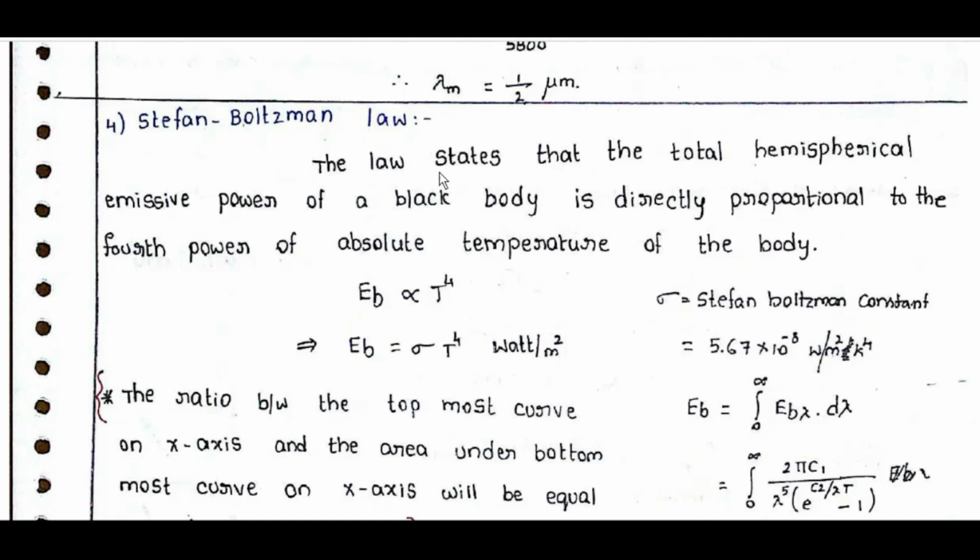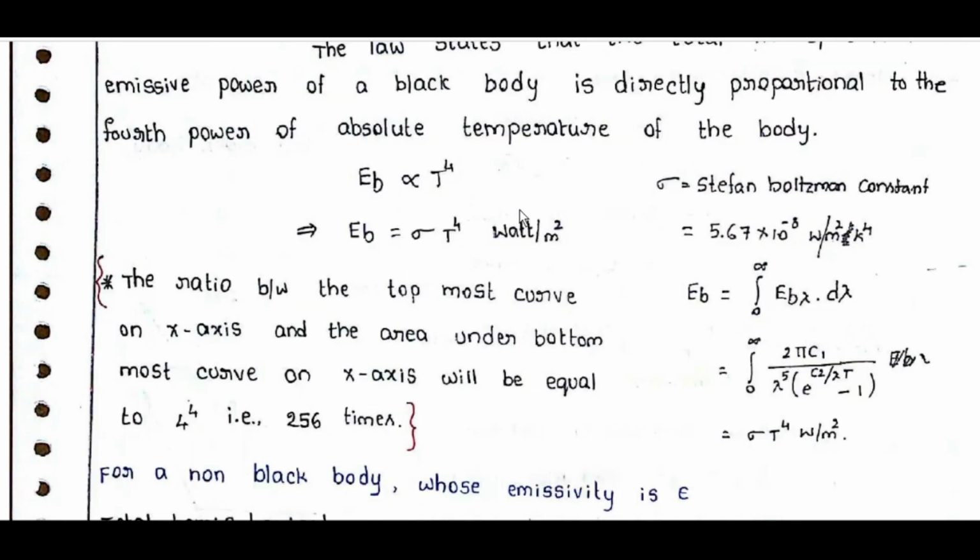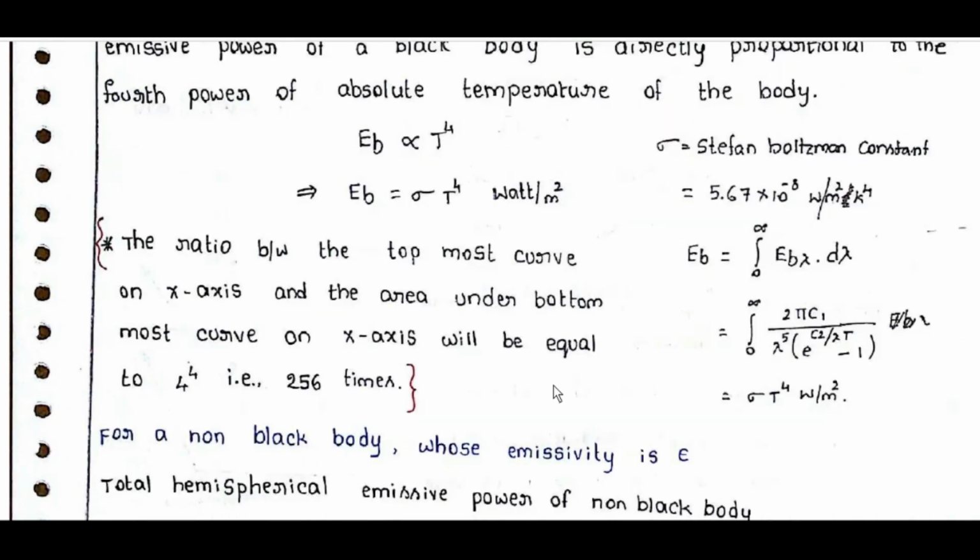Stefan Boltzmann law. The law states that the total hemispherical emissive power of a black body is directly proportional to fourth power of absolute temperature of body. EB directly proportional to T power 4. EB is equal to sigma T power 4 watt per meter square. Sigma is equal to Stefan Boltzmann constant is equal to 5.67 into 10 power minus 8 watt per meter square Kelvin power 4. The ratio between area under topmost curve on x-axis and area under bottommost curve on x-axis will be 2 power 4 power 4, that is 256, as temperature doubles each time.